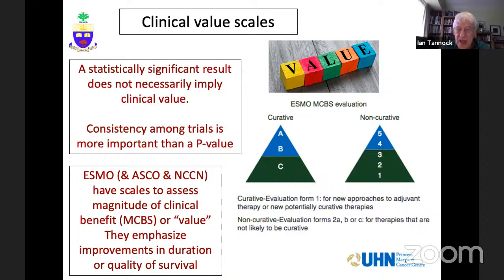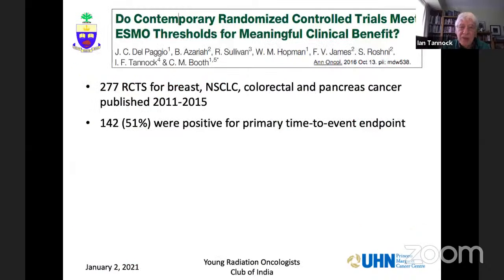And it rates the outcomes on a scale. Those with A and B for curative, and 5 and 4 for non-curative, are regarded as of clinical value. And you could easily rate the results of a trial using their schema, which is published. So one of our residents, Joe Del Paggio, looked at whether contemporary randomized controlled trials, trials published up to 5 years ago, met the ESMO criteria of benefit.